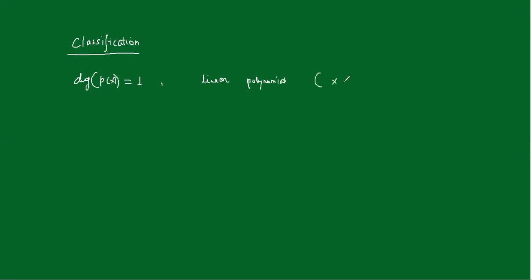Say x plus 1, the degree is 1. Maybe with variable y, then y plus 3, y minus 4, anything, right? Maybe half of x plus 1, right? So, etc. In general, a linear polynomial will have the form ax plus b, where the coefficient a should not be 0. This is the general form of the linear polynomial.